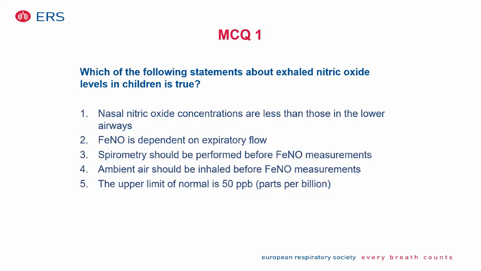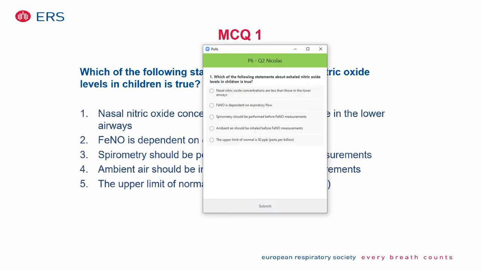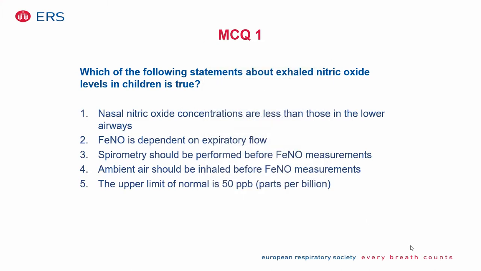So now I will read the question. Which of the following statements about exhaled nitric oxide levels in children is true? Nasal nitric oxide concentrations are less than those in the lower airways. FeNO is dependent on expiratory flow. Spirometry should be performed before FeNO measurements. Ambient air should be inhaled before FeNO measurements, or the upper limit of normal is 50 ppb.